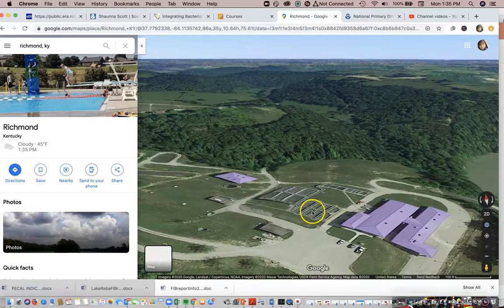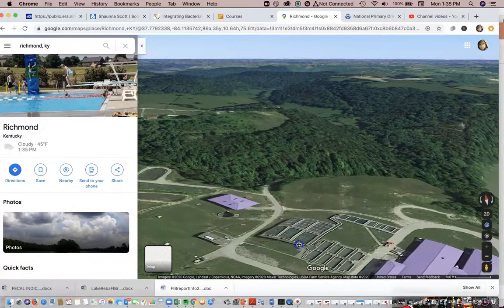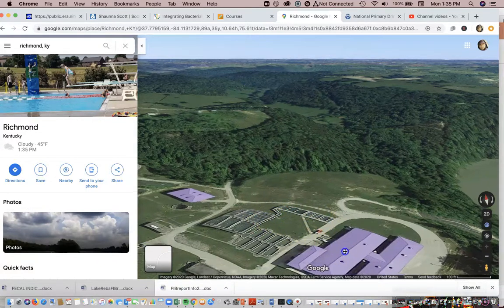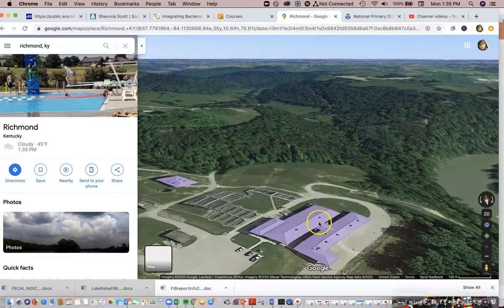After it leaves the flocculation basins, it goes into these slower areas where it does sedimentation. After sedimentation, the water then ends up finding its way into the water plant. It will then travel from these sedimentation basins into the water plant, where they'll then do filtration, and then they'll also do disinfection of the water.